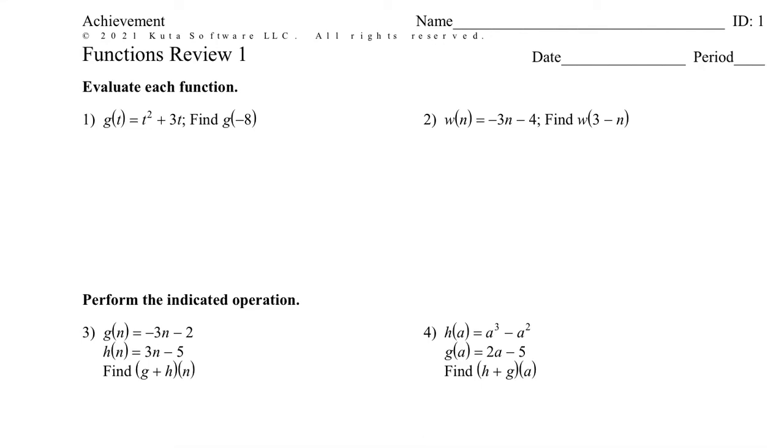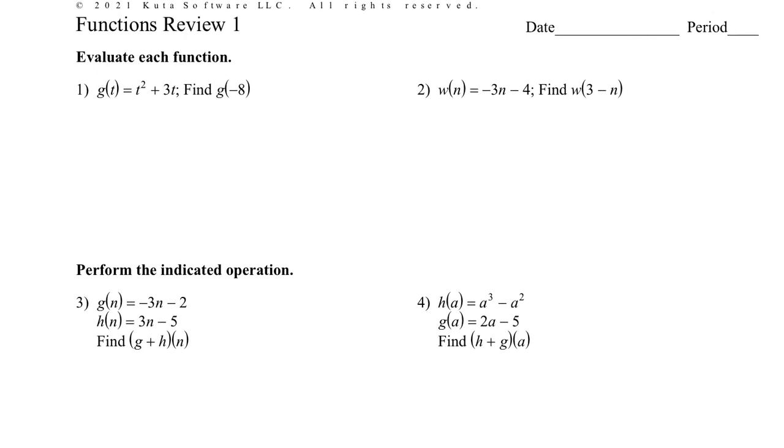Okay, so here's our first review of all the function things. The first two are just simply evaluating the function. So where it says g of -8, you just plug -8 into the variable and evaluate. Number two, same thing, you're just plugging in a 3 minus n instead of just a number.